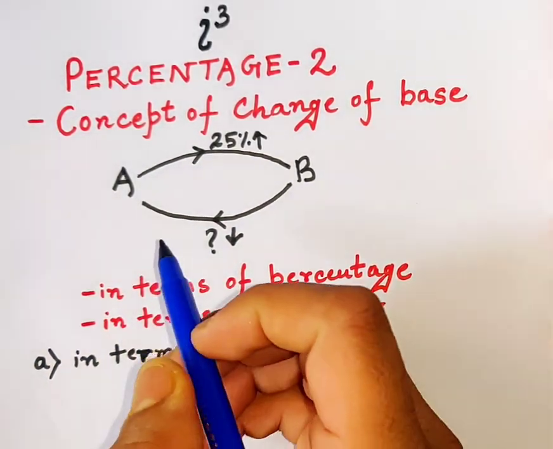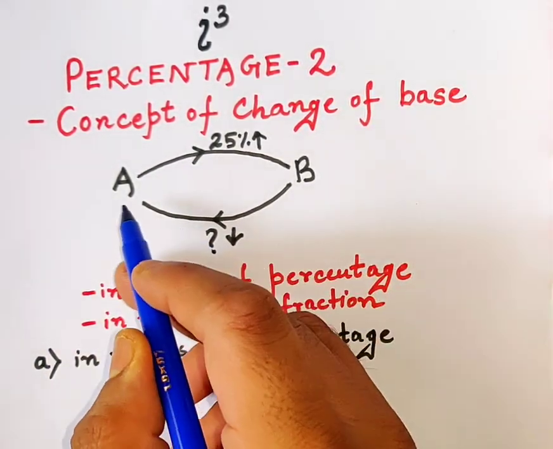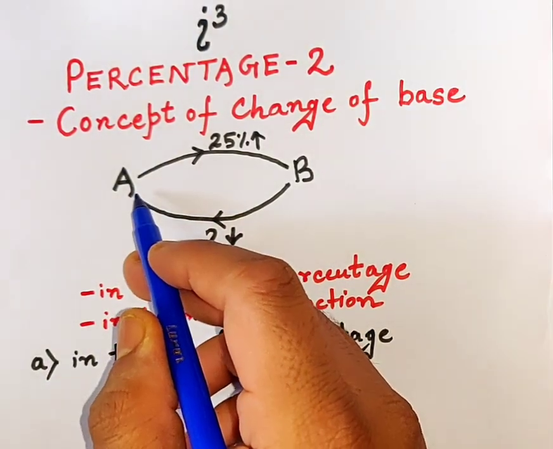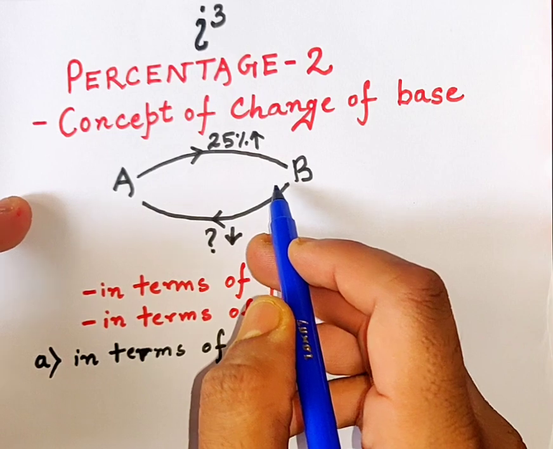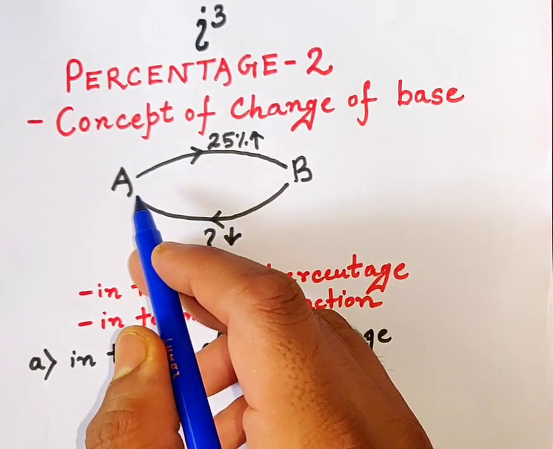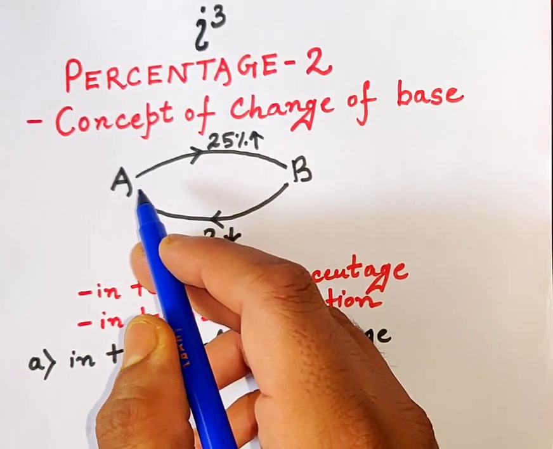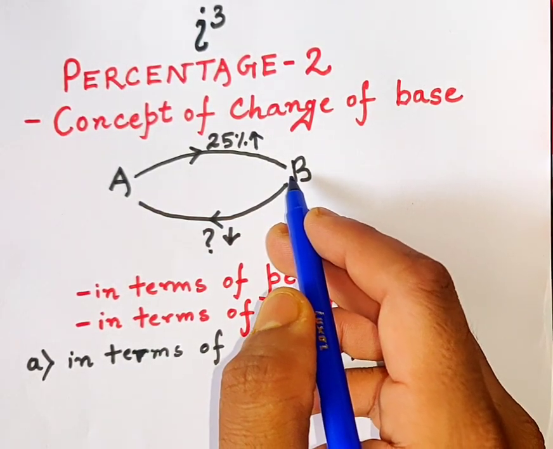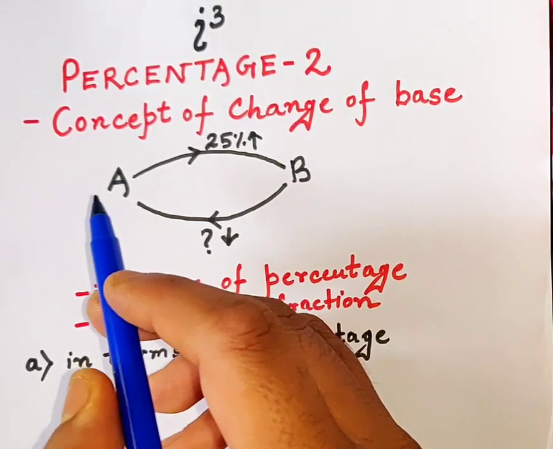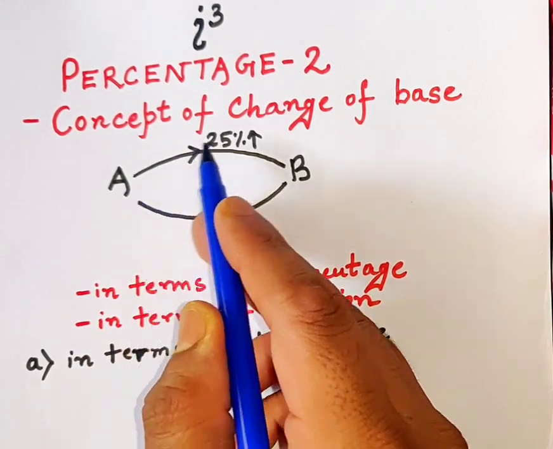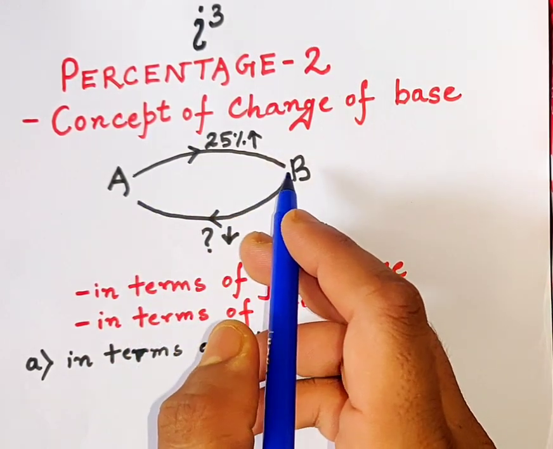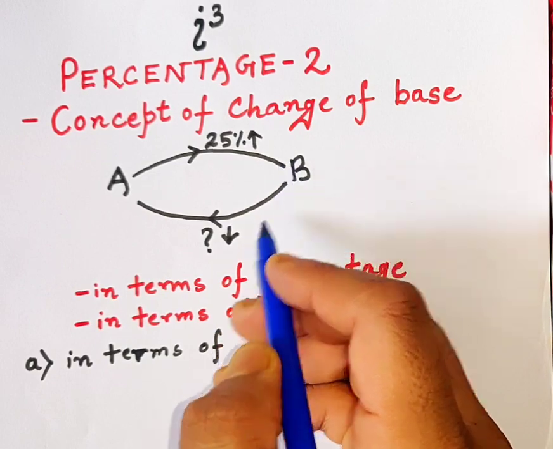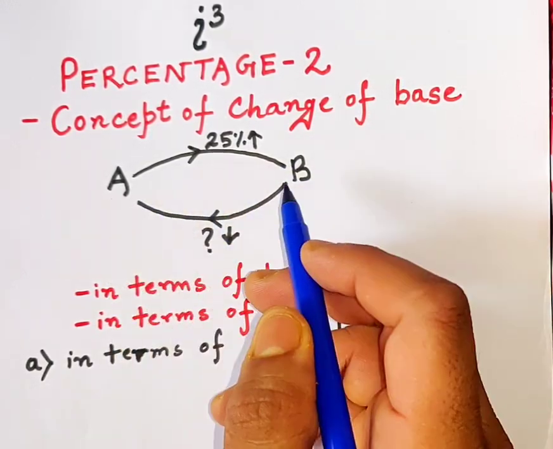So first see what is a base. Base is something on which the percentage change is acted upon. Suppose you have two values A and B. If you act the percentage change on A, then your base will be A. When you operate the percentage change on B, then your base will be B. For example, if you increase A by 25%, it becomes B. Now, if you want to reduce B, your base has changed from A to B.